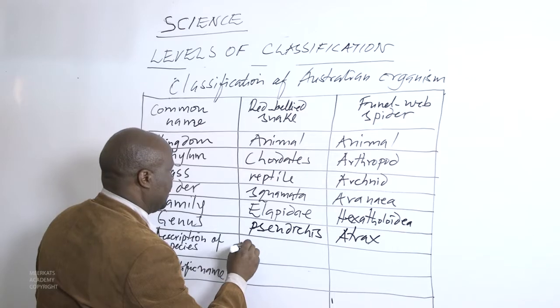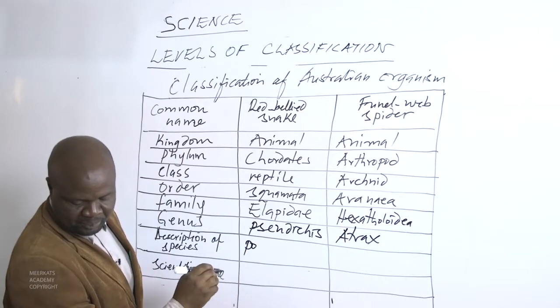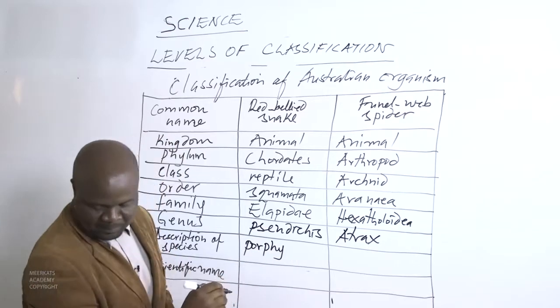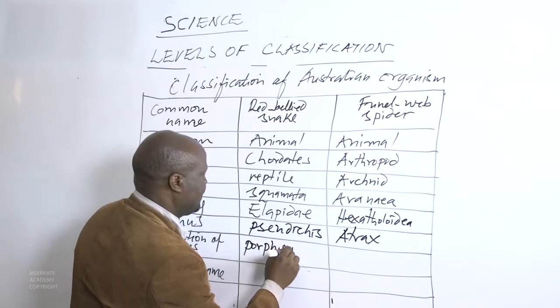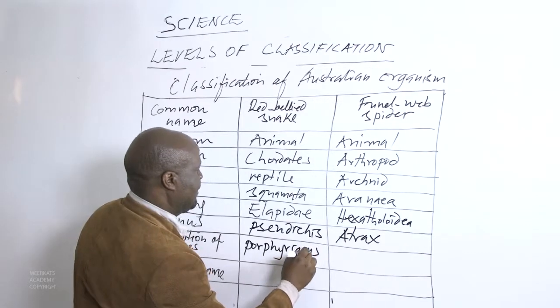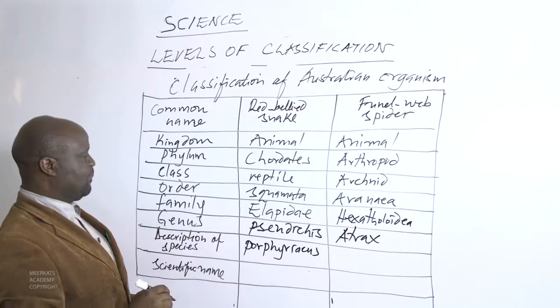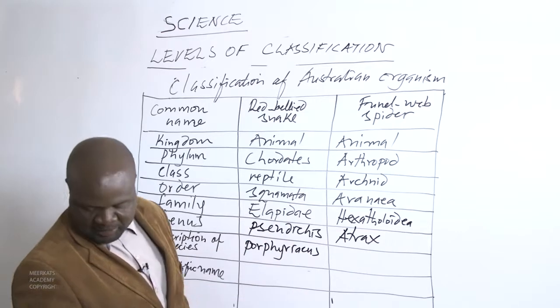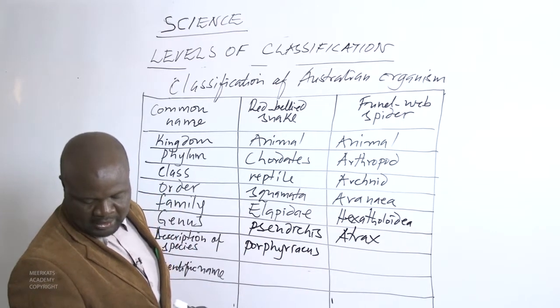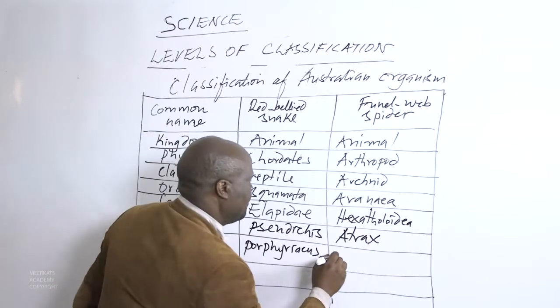When you come to the description of the snake, it is porphyriacus, that is the description. And the spider it belongs to is described as robustus.